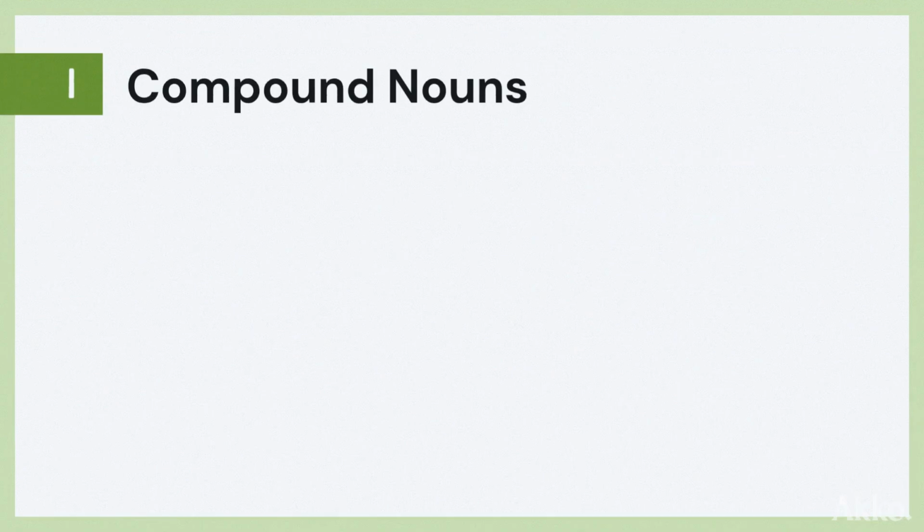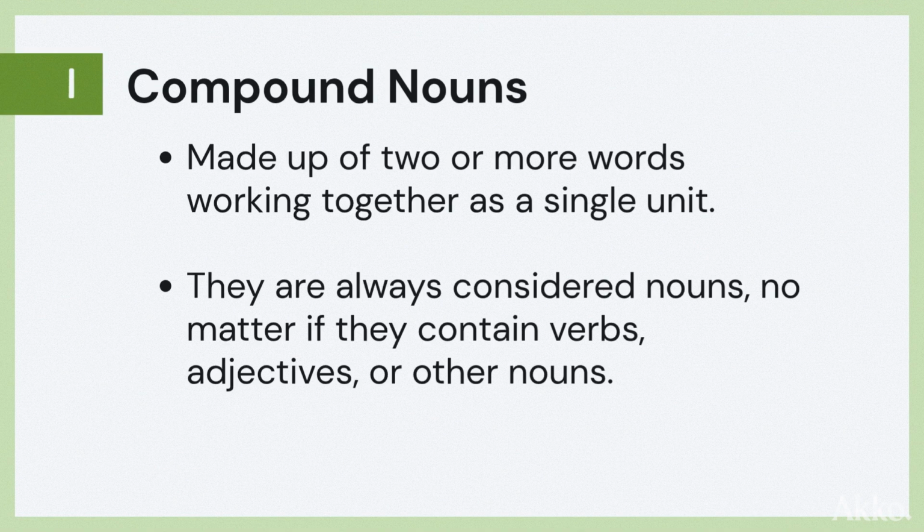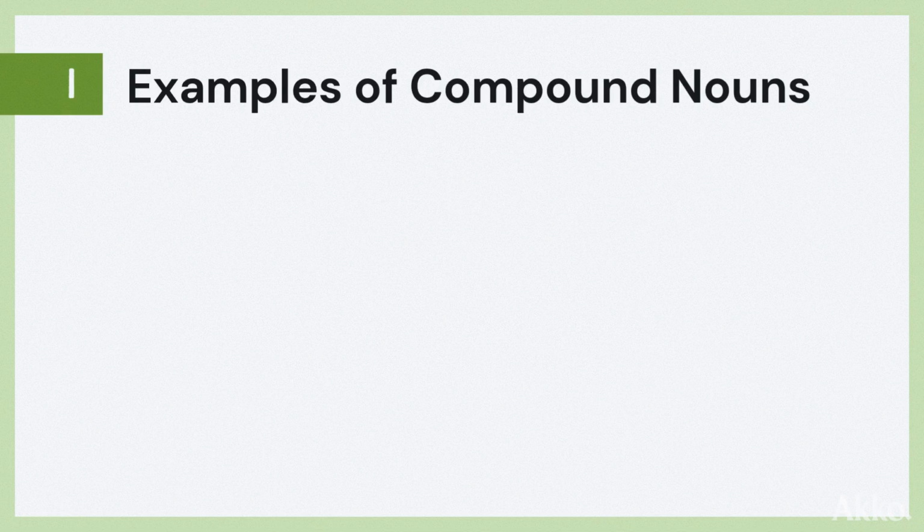And the last one, we have compound nouns. They are made up of two or more words working together in a single unit. And always remember, they are always considered nouns, even if they have verbs, adjectives, or other nouns. Let's look at a few examples.